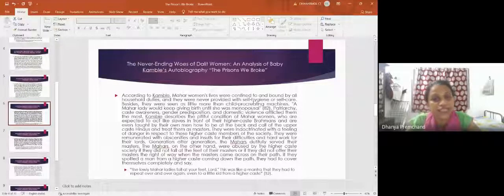According to Campbell, Mahar women's lives were confined to and bound by all household duties, and they were never provided with self hygiene or self care. Besides, they were seen as little more than child procreating machines. A Mahar lady would keep giving birth until menopause. Patriarchy, caste awareness, gender predisposition, and domestic violence afflicted them the most.